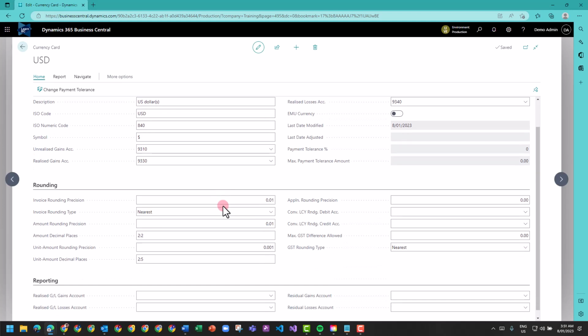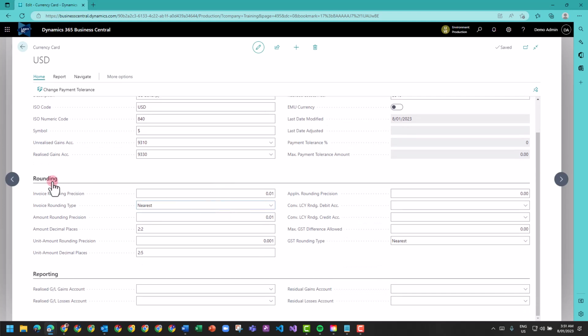As we go down further, we've got our rounding pane here, and we can see that we round to 2 decimal places. It's the nearest. Rounding precision is 2 decimal places. Amount decimal places specifies the number of decimal places in program to display for amounts in this currency. So it's 2:2. The unit amount rounding precision, the unit amount decimal places.